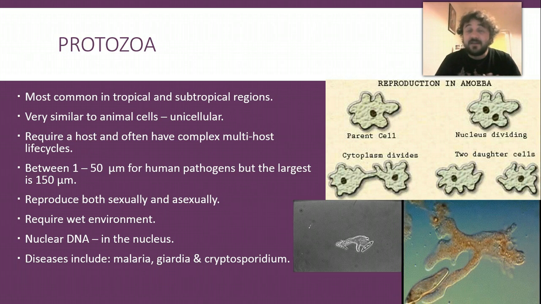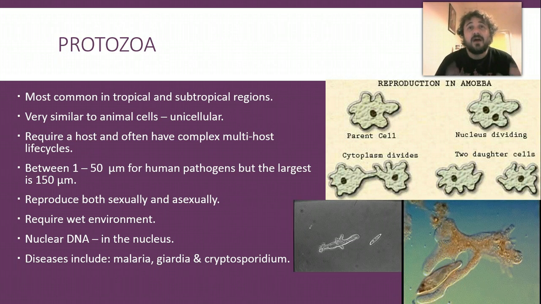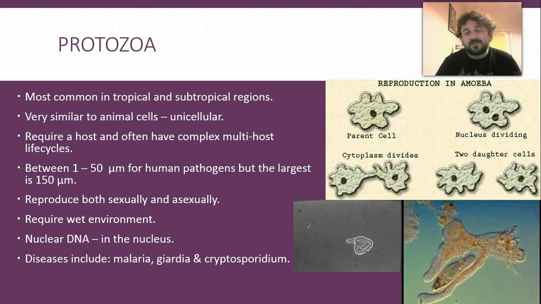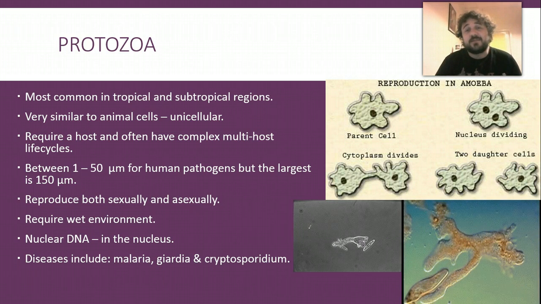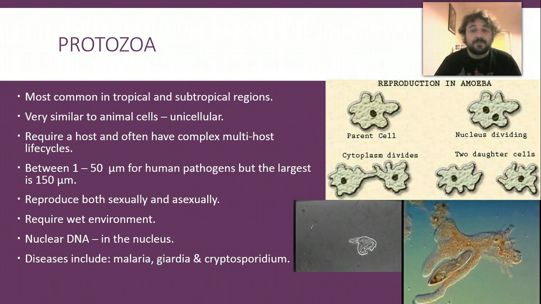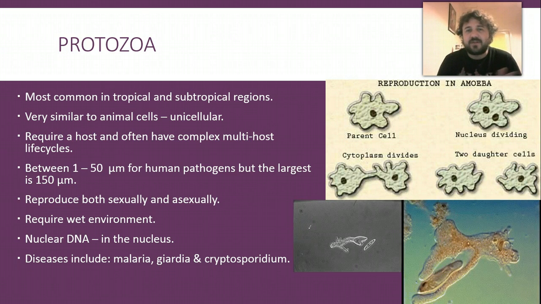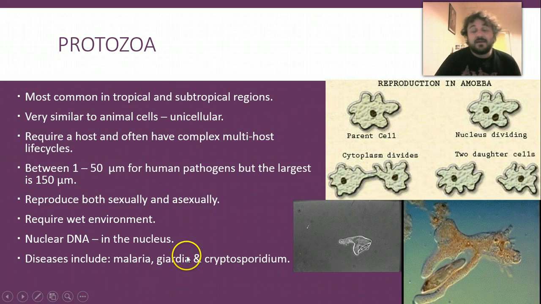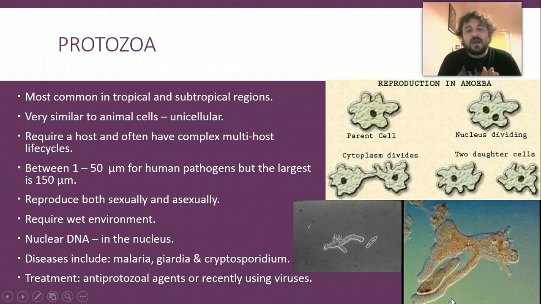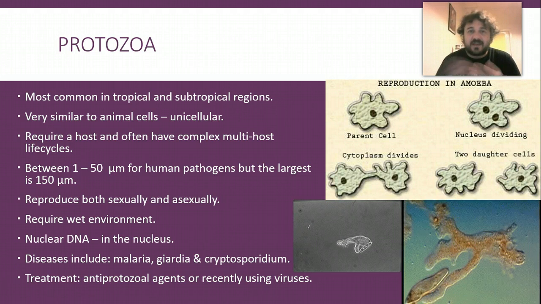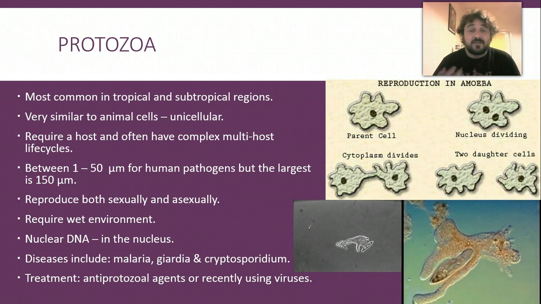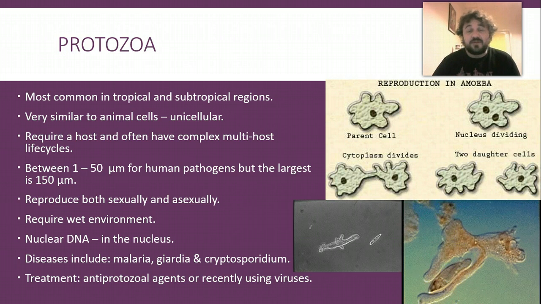And diseases include malaria, which is estimated to have killed half of the people who have ever lived. And you've got Giardia and Cryptosporidium. Now, for those of you who live in Sydney, you might recall about 7 or 8 years back, there was a pretty serious water contamination, and that was Cryptosporidium and Giardia. All right. Treatment. We use antiprotozoal agents, so that's a chemical that goes in and kills them off. But recently, they're not very effective, so recently we've been using viruses to infect the protozoa and kill them off.